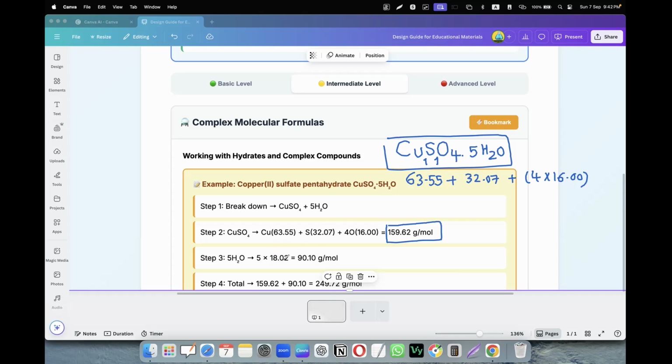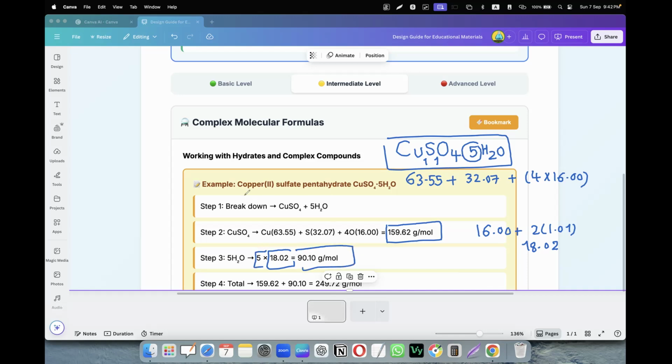I have 5 multiplied by the water. Water is 16.00, which is the oxygen, plus 2 times 1.01. So it is total as 18.02. If you add this 5 times, why is it 5 times? Because there are 5 water molecules here, you will get 90.